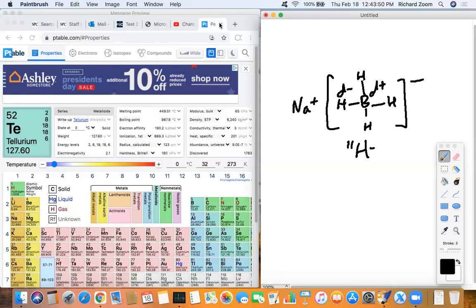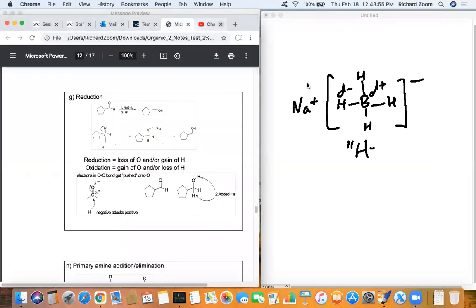I'm going to close that tab down. I think it's slowing my computer down. There we go. Hopefully that will take care of it.